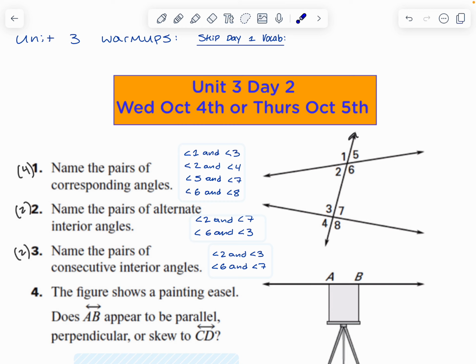Now, what about consecutive exterior angles? Well, we'd have 1 and 4, and we'd have 5 and 8. Those would be on the same side of the transversal and outside of the two lines.